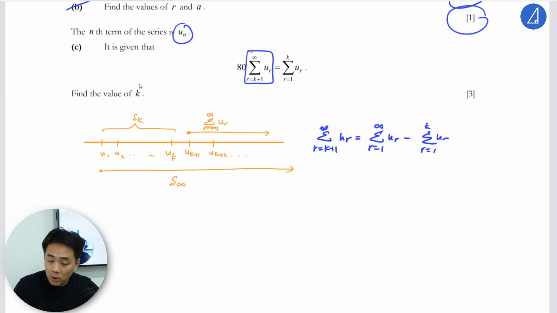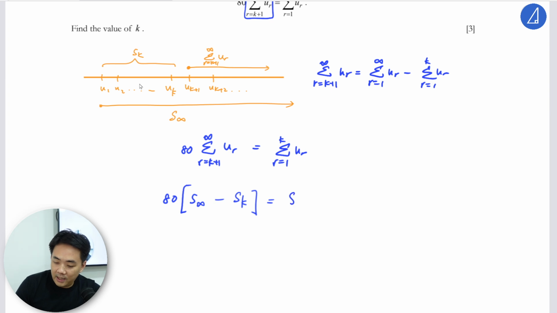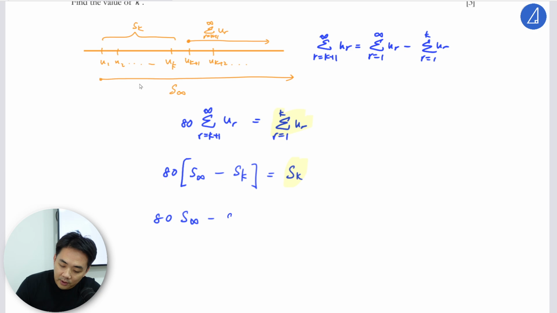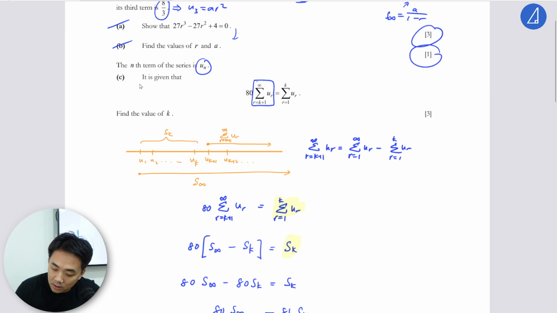That's all. So if I were to rewrite this thing, this 1 to K is just SK. We already have the sum to infinity, so it's 80 equals SK. So this is 81 SK equals 80 S infinity. What do we want to find? Find the value of K.